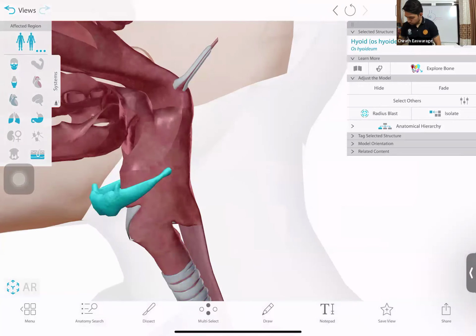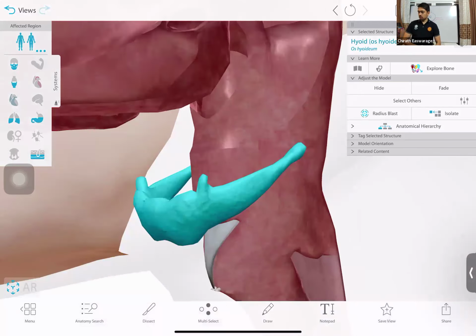So this is a bone. This is a floating bone, called the hyoid bone. This bone actually breaks when you are being hanged by the neck. The hyoid bone cracks when someone is hanged. Right? It's a floating bone, the hyoid bone.